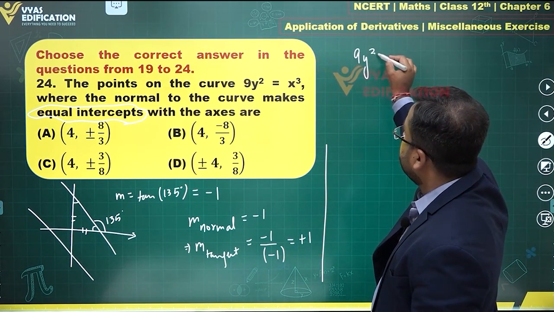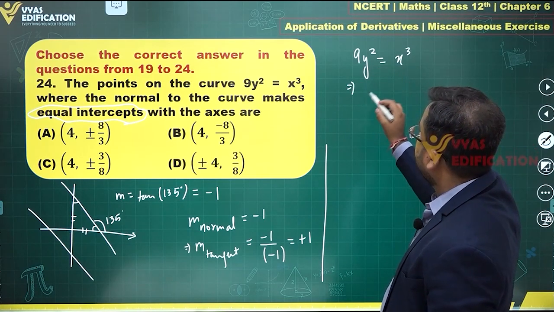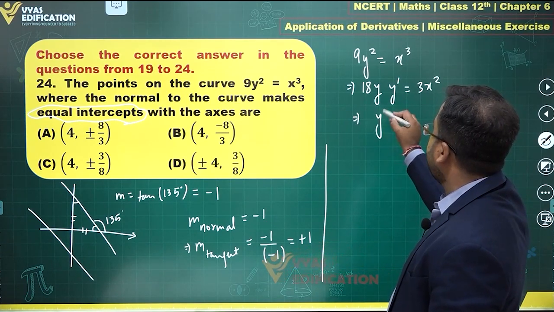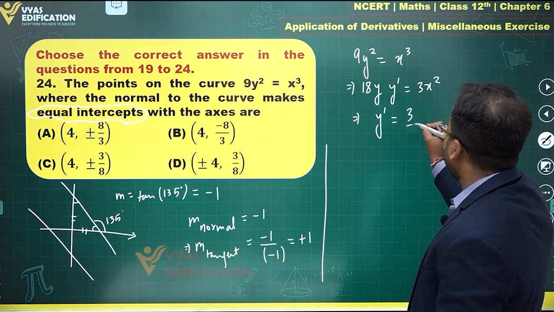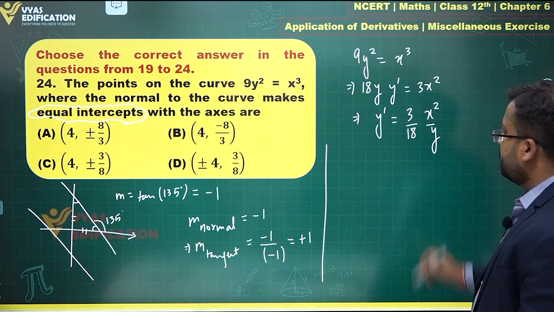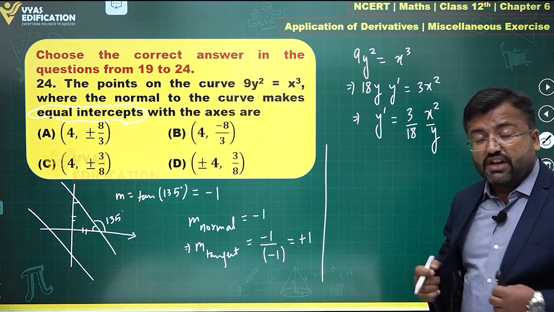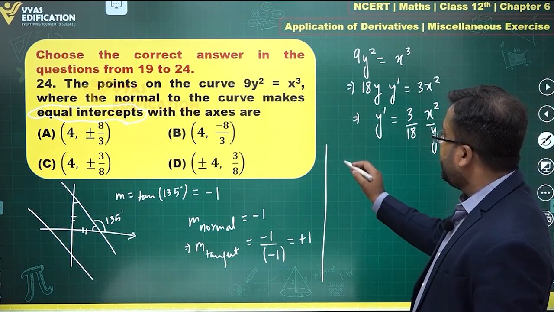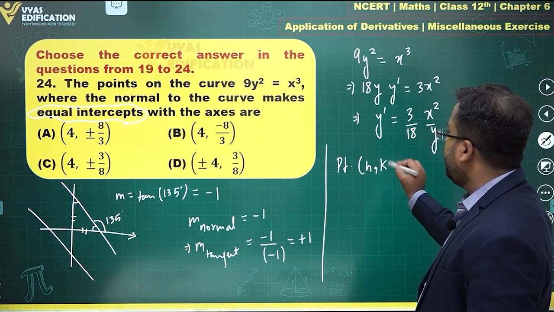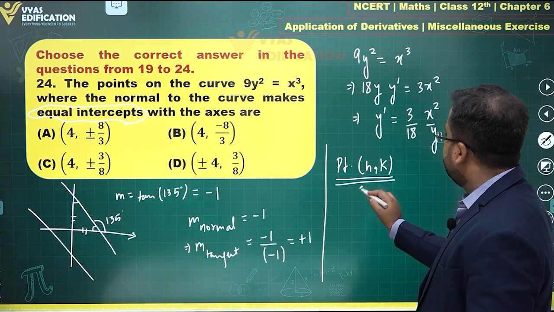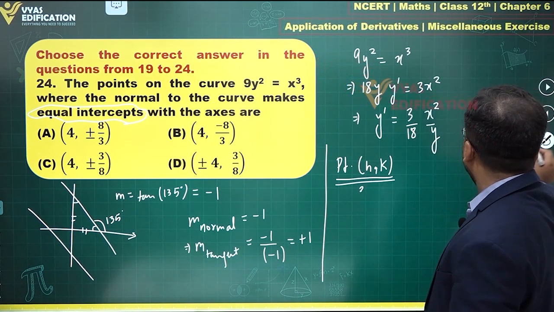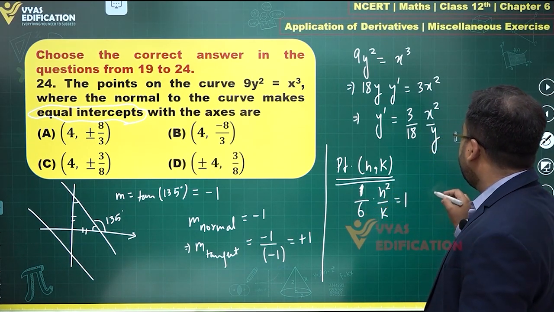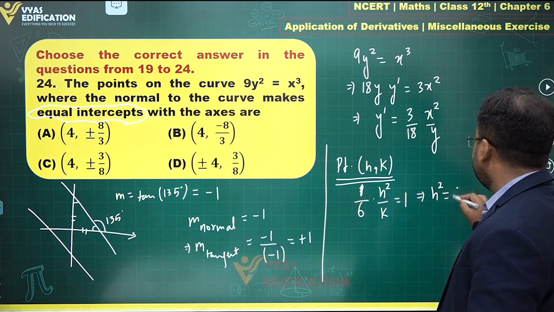So 9y² = x³ tells me 18y y' = 3x². This tells me y' = 3/18 times x²/y is what we are interested in, and that slope equals 1 is what we are interested in. After that we'll get the point. So if the point is (h, k), then 3/18 is 1/6. What we have is 1/6 times h²/k equal to 1, which tells me h² = 6k.